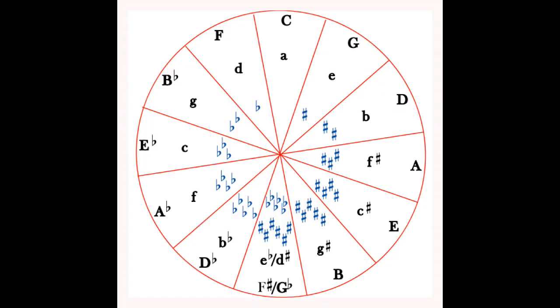In this diagram, we see the circle of fifths, which is an easy way to arrange keys to show how close they are related to each other.